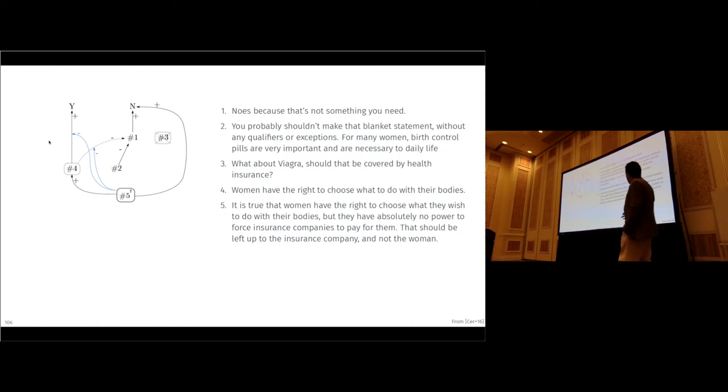And then finally, we have a statement like, it is true that women have the right to choose what they wish to do with their bodies, but they have absolutely no power to force insurance companies to pay for them. That should be left to the insurance company and not to the women. Now this, in one sense, seems to suggest, yes, I agree with number four and I'm supporting it. But at the same time, I'm undermining the link between number four and the support for the yes, and perhaps supporting the no. So it's getting more complicated to understand what are the actual implications you can have between the different statements that we were analyzing.